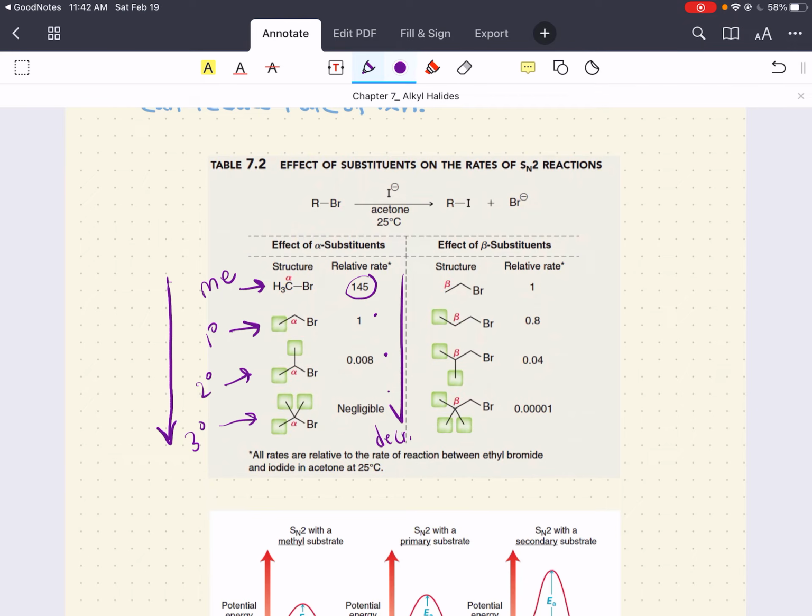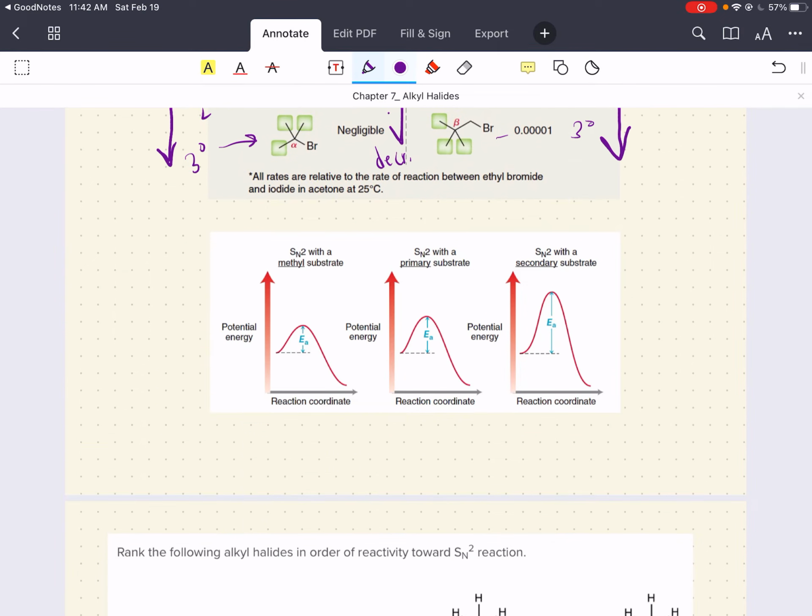The beta position also has the same pattern here. If your beta position is just a methyl, if it's primary, if it's secondary, or if it's tertiary, what you notice is as you increase the number of substituents, look at how our rate decreases so much. So that's really important to know.